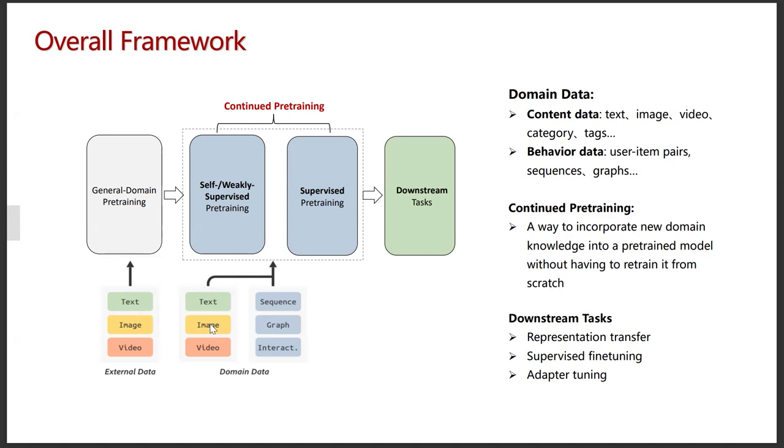So here we have different domain data. First, we have a bunch of domain-specific content data, such as text, image, video, category, and tags. And they are not present in general domain pre-training models. So the first task is how to leverage these types of raw data to contribute to the pre-training of multimodal models. And the second type of data is the behavior data. So people working in the multimodal domain or vision domain, they don't care about how to leverage the behavior data. So this is a new opportunity to build a continual pre-training for recommender systems.